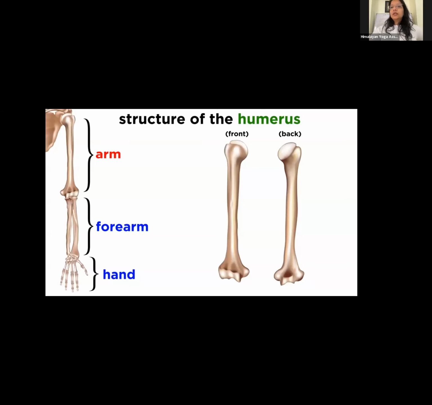Here I'm not sharing. I was doing that same thing. So here you see the highlighter. Arms, you see, in medical terms, this upper arm is called arm. This lower arm is called forearm, and then this is hand. This is the front and back.